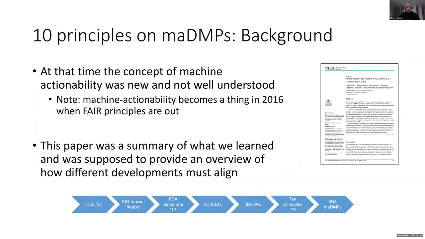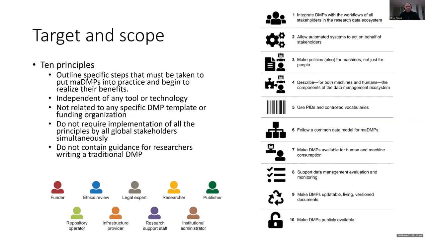In the paper, we were trying to explain to the broader audience, to all types of stakeholders, what machine actionability really is. Because whenever we start a discussion, the first question is: is there any definition, what does it really mean? Also, machine actionability was something brand new at that time, because the FAIR principles published in 2016 made extensive use of this term, and that was kind of the talk of the town. And in the paper, we summarized what it really means and what has to be done. And you can see here the 10 principles on the right-hand side of the screen.